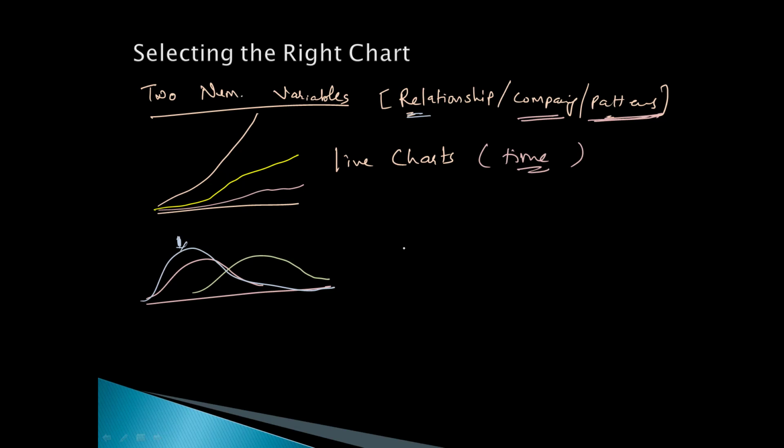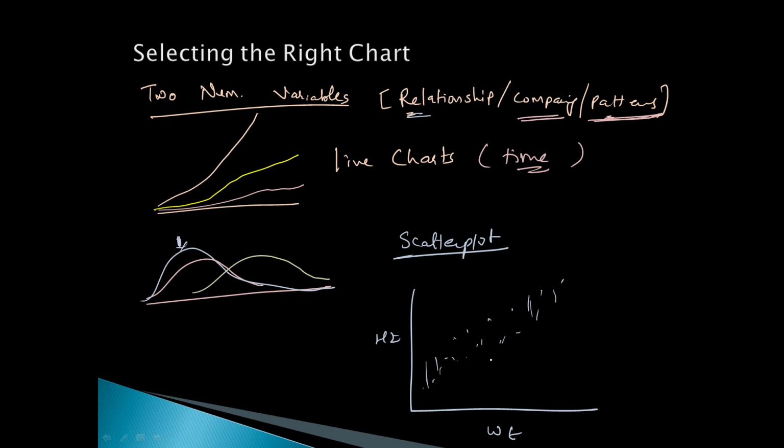If you want to check whether one variable is having an impact on another variable or not, for that kind of objective you use a scatter plot. You have two numerical variables, suppose height and weight, and you get an idea about how these variables are related.